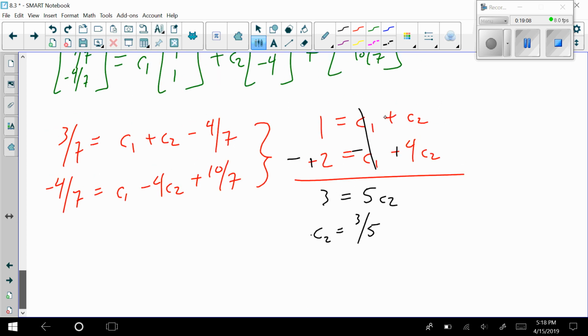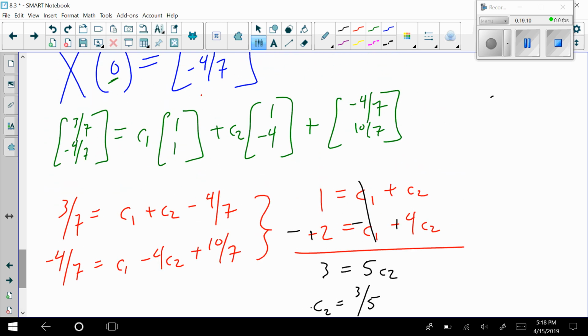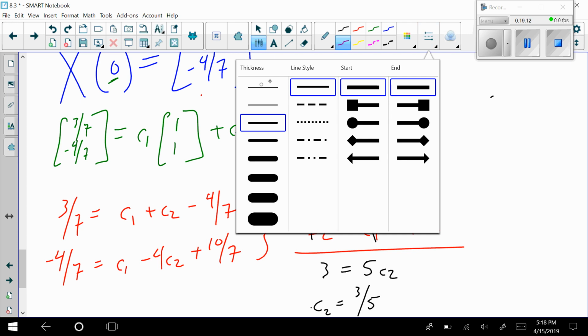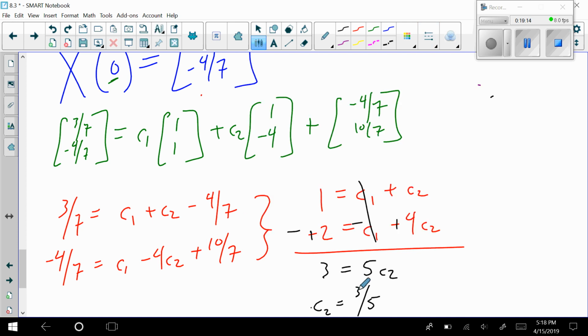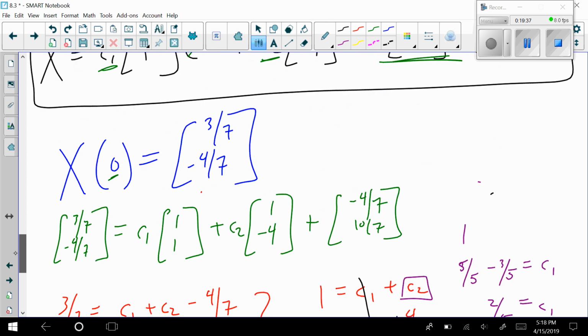To solve, I would plug back into, you know, you can choose which one you want, but I'm probably going to take this, and I'm probably going to plug it in right here, which is then maybe 1, which I know to be 5/5 minus 3/5 equals c sub 1, which means that this is 2/5, right, equals c sub 1. And now I'm ready. I am ready to write this whole thing out.